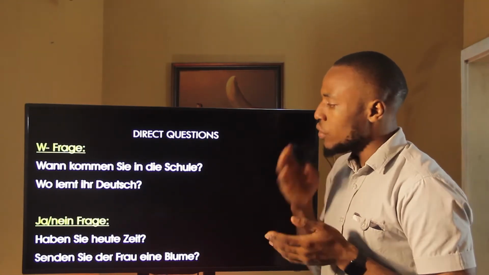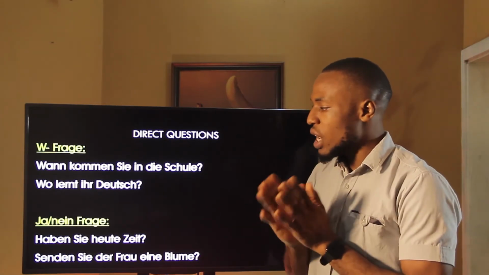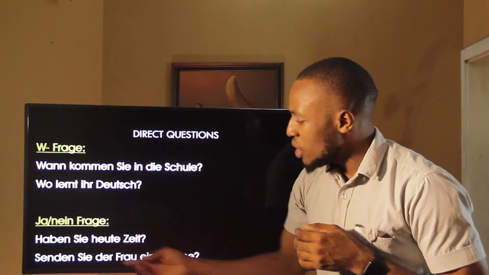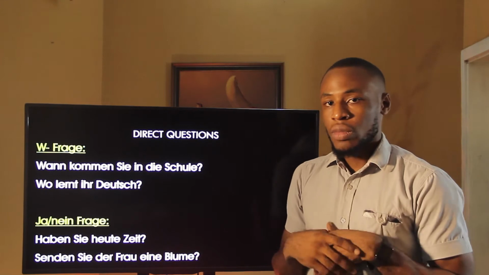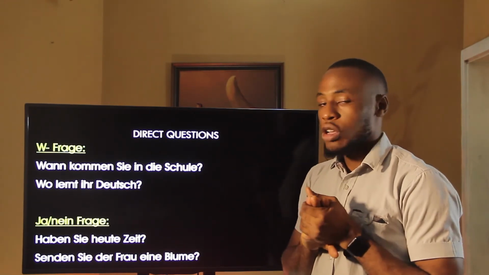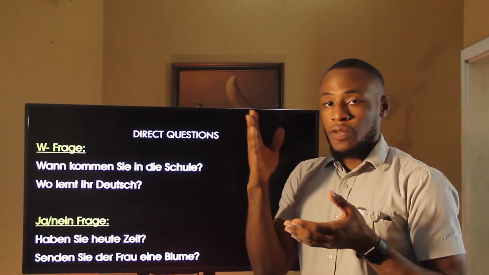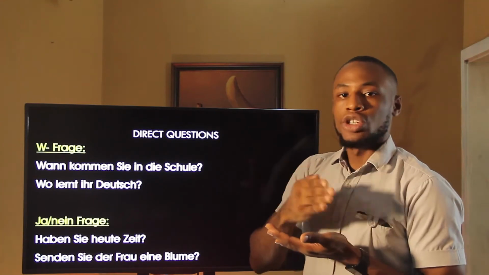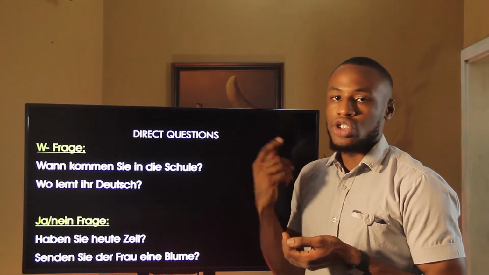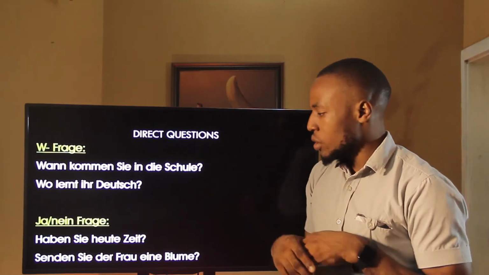And over here we have the yes or no question. Ja oder nein Frage simply means yes or no question. And here we have, haben Sie heute Zeit? Are you free today? Obviously, the reason why it's called a yes or no question is because it usually comes with a yes or no reply. So if I say, haben Sie heute Zeit? If it's yes, I'm going to be saying, ja, ich habe heute Zeit. If it's no, I'm going to be saying nein, heute habe ich keine Zeit. Or nein, ich habe heute keine Zeit.